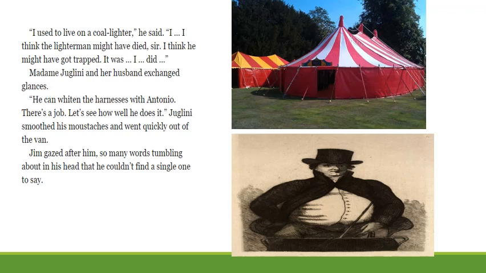Okay, so now we've learned that Jim managed to escape from Grimy Nick and he's landed in a Victorian circus. And the owners of the circus are Madame Giglini and her husband. And Jim begs them to give him a job in the circus.